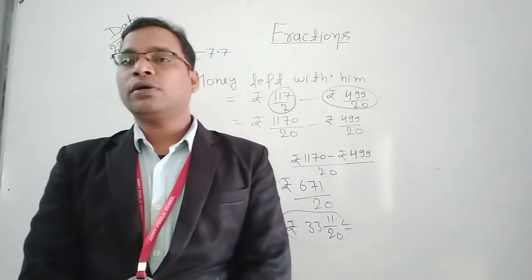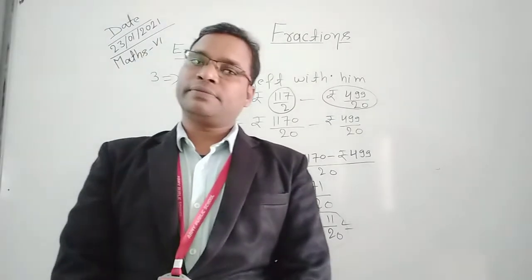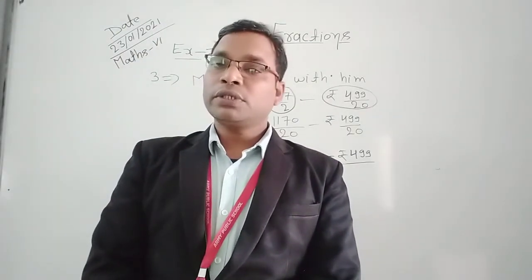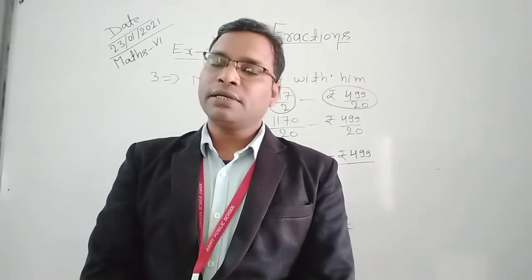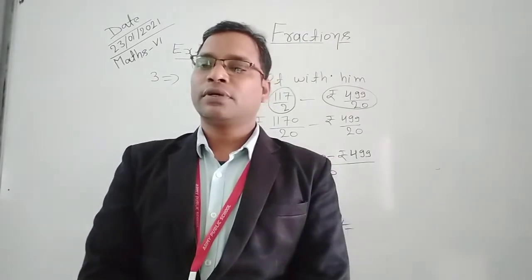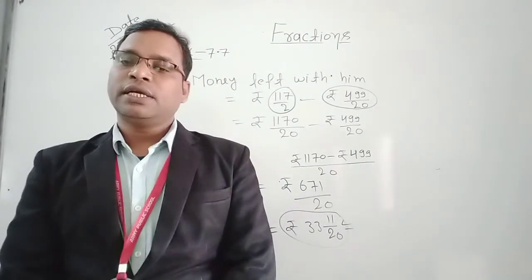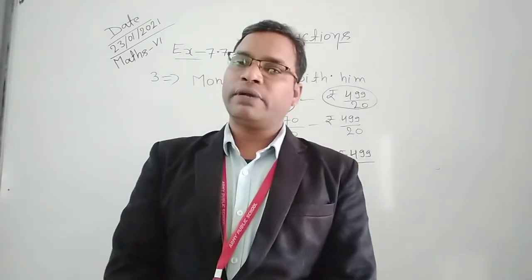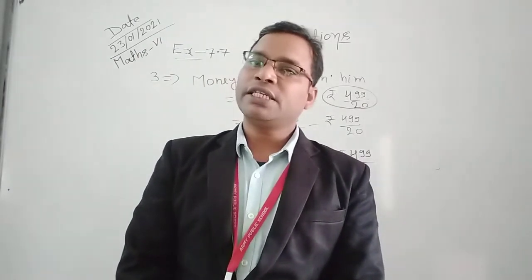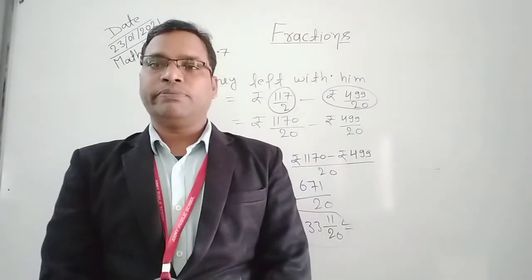Rahul takes 2 and 1 by 4 minutes to do the same. The question asks us, who takes less time and by what fraction? In this question, it is given that the time taken by Jaydev is 2 whole 2 by 5 minutes. If you change it into an improper fraction, then you get 12 by 5 minutes.